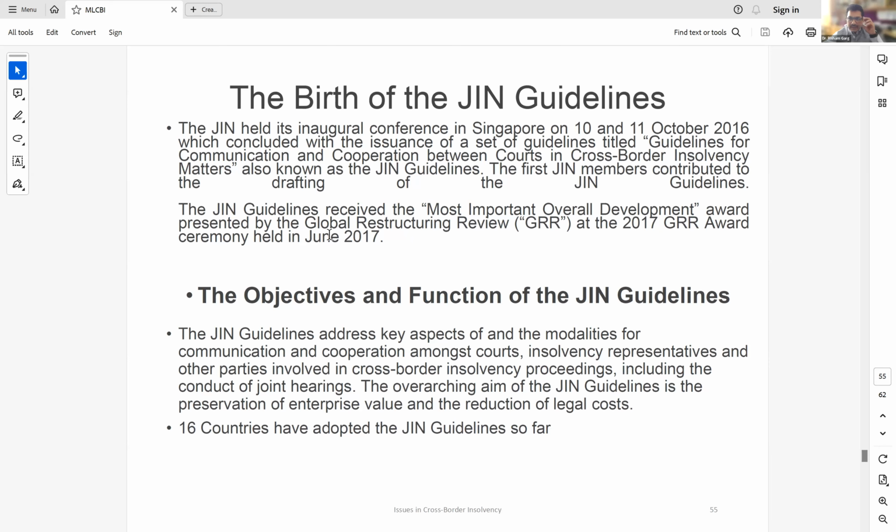So at one level there is cross-border insolvency law, which will create a cooperation mechanism for the adjudicatory authority and the resolution professionals. Apart from that, there is a Judicial Insolvency Network which is connecting the appellate and superior courts, which will actually guide the subordinate courts in that particular country. So this is the other aspect.